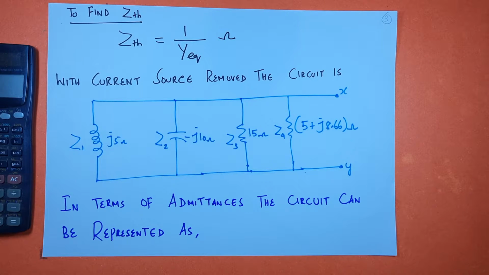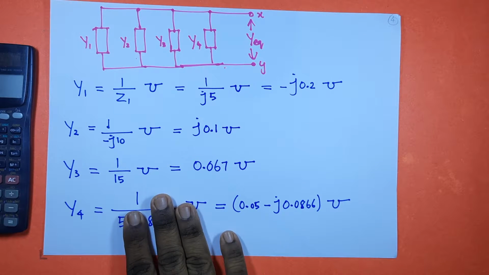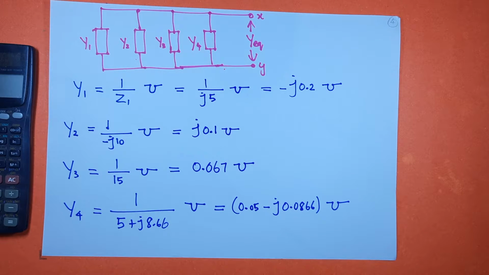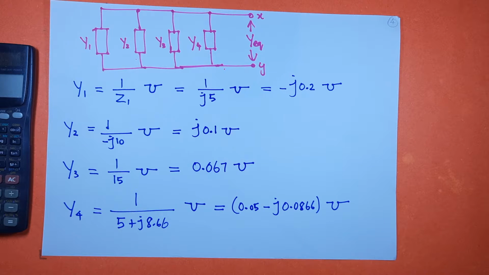So in terms of admittances, you can represent the circuit like this. In terms of admittance, your circuit will look like this. So we have Y1, Y2, Y3, Y4, four admittances connected in parallel, and across XY you can get the equivalent admittance. What is Y1? It is nothing but 1 by Z1 mho.